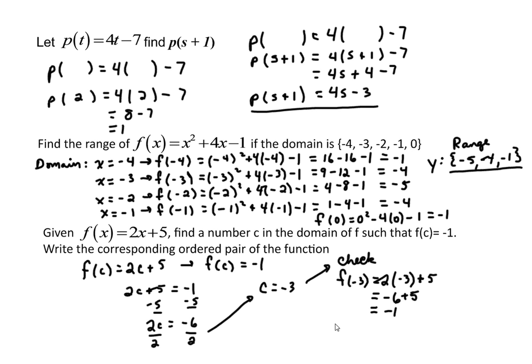What's the ordered pair right here? Well, this is saying that when x is equal to -3, y is equal to -1, and our ordered pair then will be the values -3 in place of x, -1 in place of y. More in the next video.